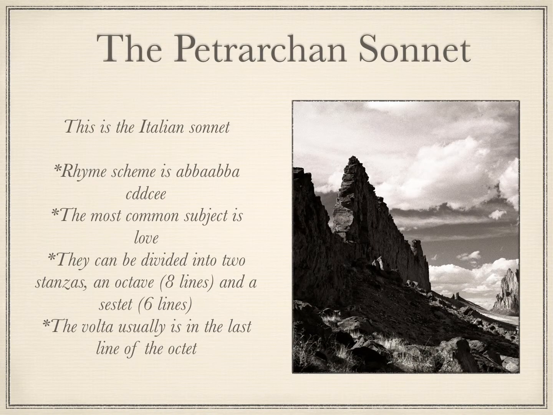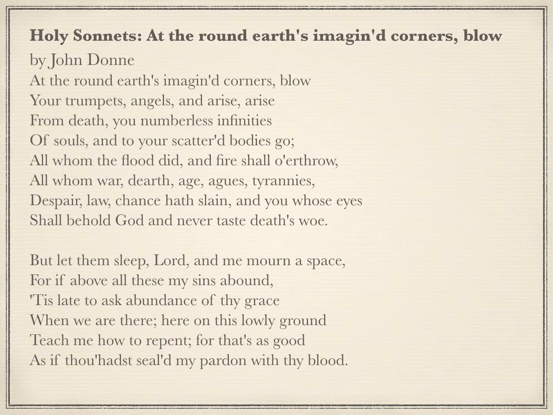The Petrarchan sonnet is the Italian sonnet. The rhyme scheme is ABBAABBA CDDC EE. You'll see more about that later. The most common subject is love. They can be divided into two stanzas, an octave, which is 8 lines, and a sestet, which is 6 lines. The volta is usually in the last line of the octave. Here is an example of a Petrarchan sonnet.